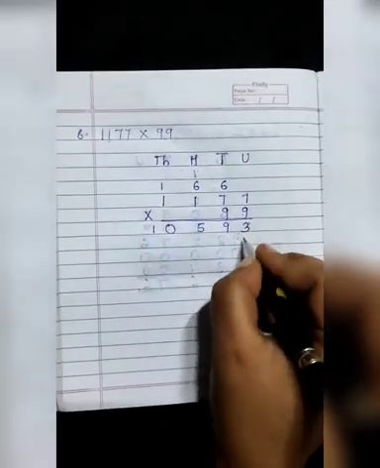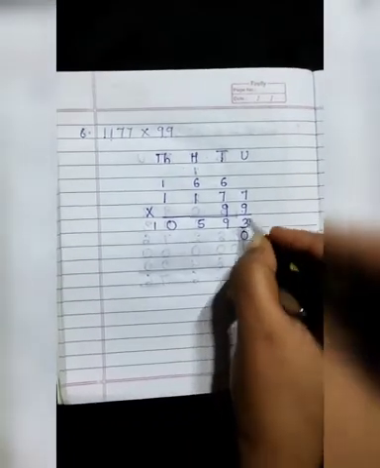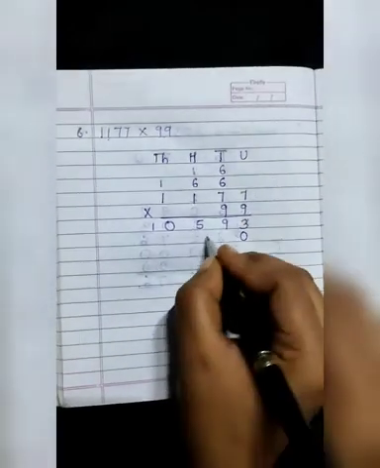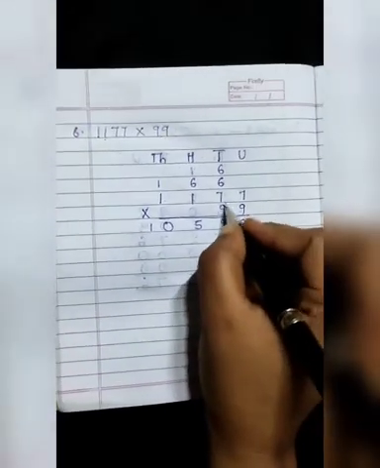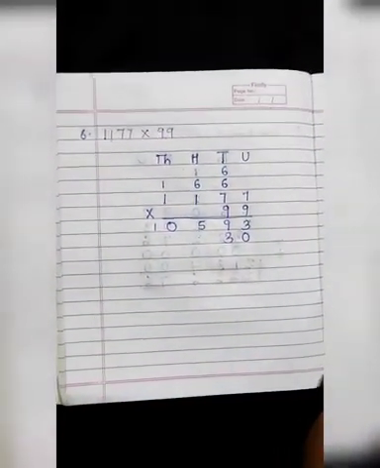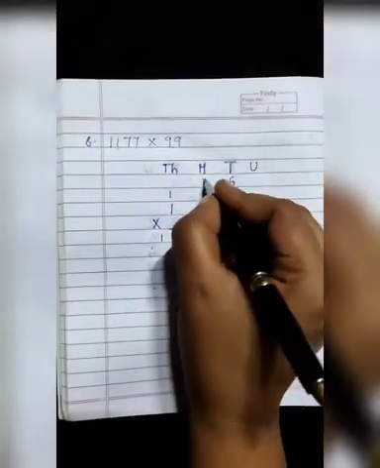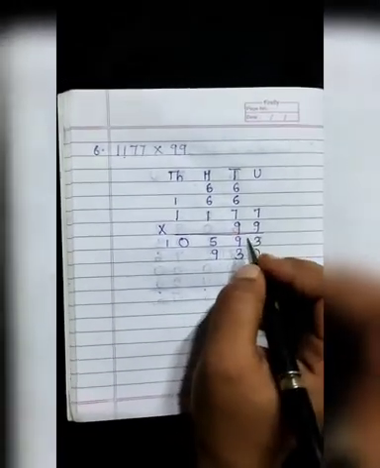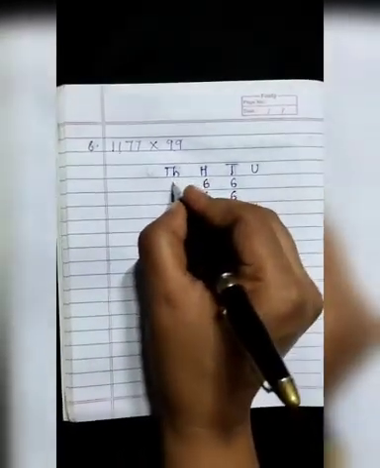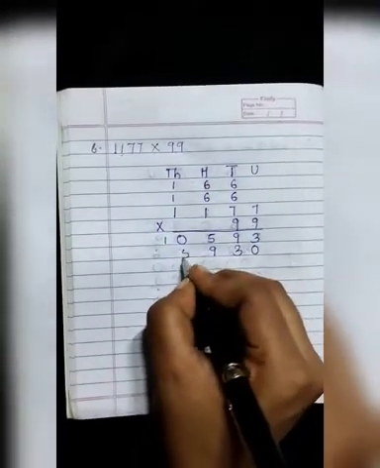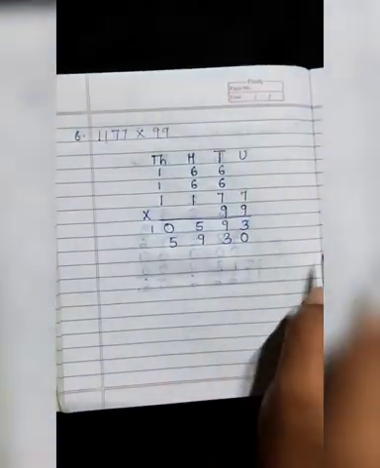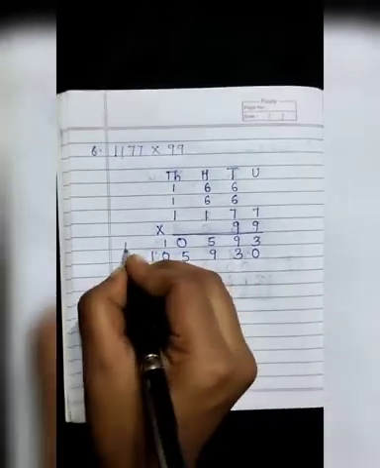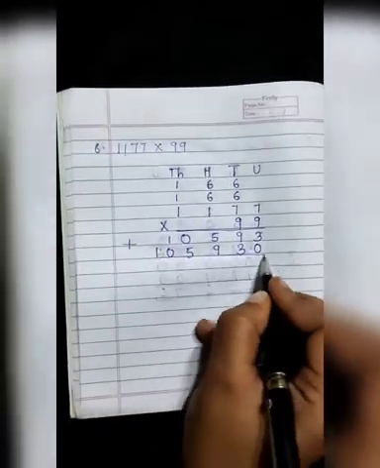Now next number is 9. It is on tens place, so we will write here 0. 9 sevens are 63. So 6 here, 3 down. 9 sevens are 63 again. Plus 6 will be 69. 6 here, 9 down. 9 ones are 9. Plus 6, it will be 15. 1 here and 5 down. 9 ones are 9 and plus 1, it will be 10. So 10 we will write down. Now we are going to add both these numbers.